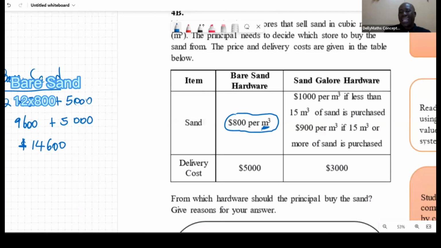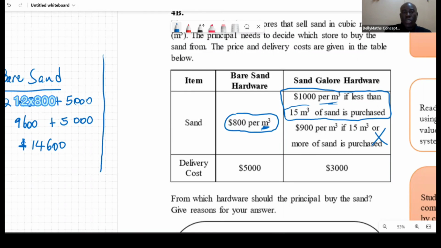Let us work out the category for Sand Galore. So for Sand Galore, $1,000 per cubic meter if less than 15 cubic meters will be purchased. Well, we are in this category because we need 12. And it would have been $900 if you're purchasing more than 15. Well, this part does not apply to us. We are going with 1,000 because we are going for 12. So let's work out beside this. We could work out Sand Galore.